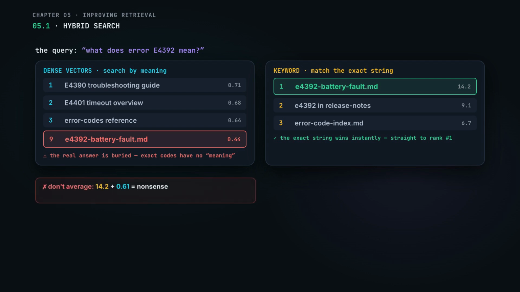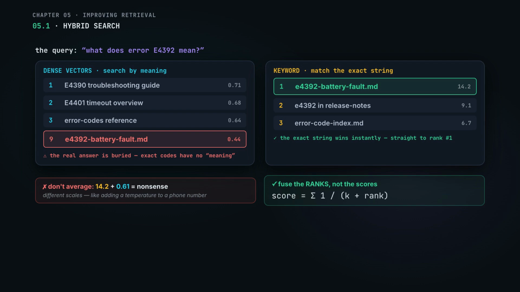The tempting answer is to average the scores. Don't. A keyword score of 14 and a cosine of 0.61 live on completely different scales. Averaging them is like adding a temperature to a phone number. You get a number. It means nothing. The standard answer is reciprocal rank fusion. Ignore the scores. Use only the positions. Every document earns a bonus from each list it appears in, and the bonus shrinks as the rank drops.